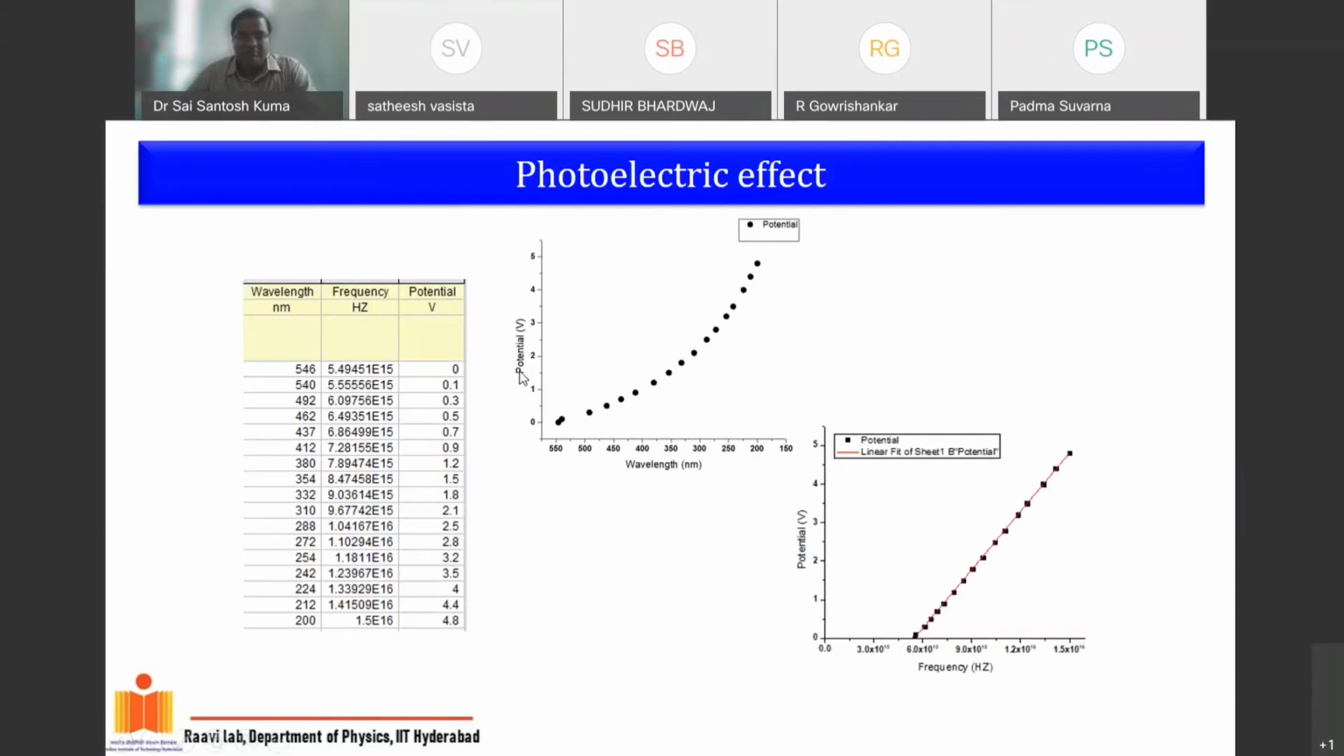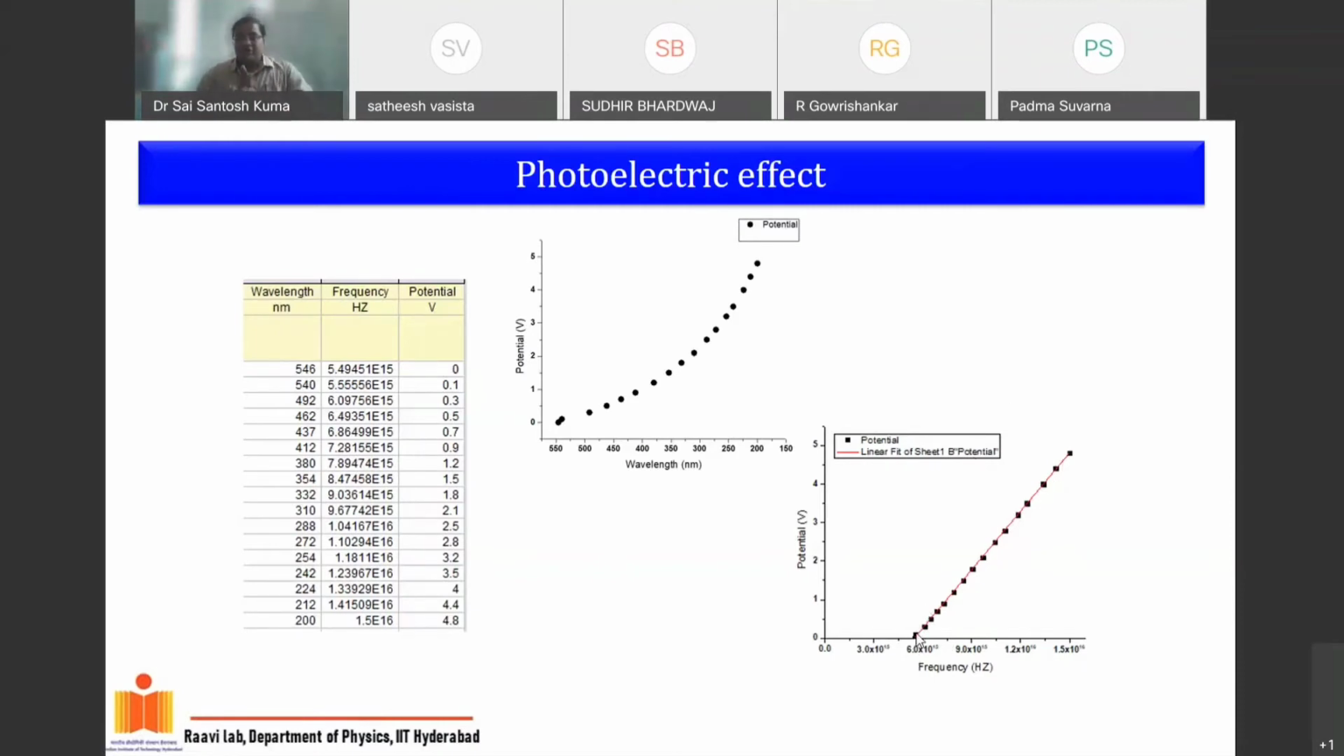It's not the potential versus wavelength which makes sense, because we like to see what is available in the textbook. So it's the frequency versus potential which gives us the actual variation. And you see here, it is a straight line, and this is for the sodium. I have done the linear fit so that it comes here.